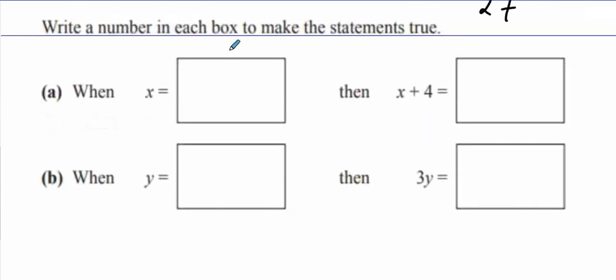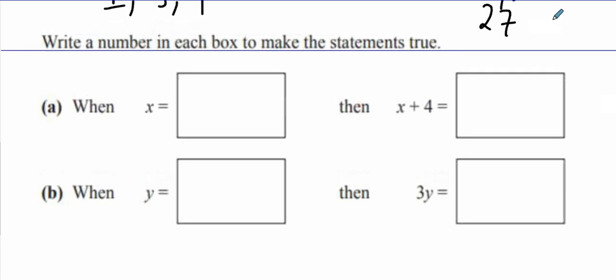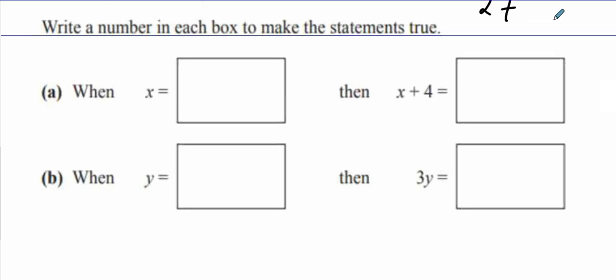So far, so good. We have this question here: write a number in each box to make the statement true. Write a number. Think of any number. So the question is, write a number in each box to make the statement true.